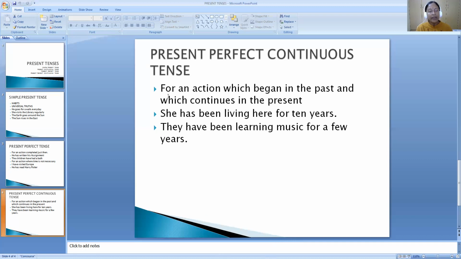The definition would be, we use the present perfect continuous tense for an action which began in the past and which continues in the present. Like, as I told you, she has been living here for 5 years or 10 years. They have been learning music for a few years. So friends, with this I stop my slide share.